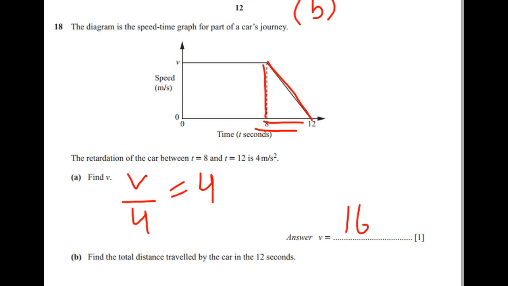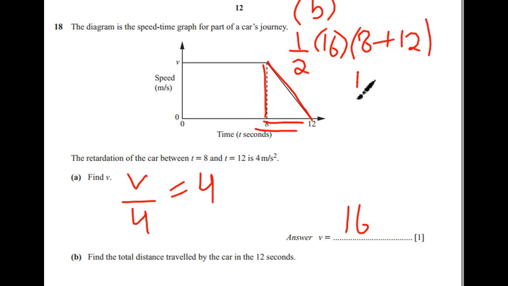For part B, we have to find the total distance traveled by the car in 12 seconds. Total distance is the area under the graph, and this shape is a trapezium. So the area will be half into height, which is 16, into sum of parallel sides 8 plus 12. So the answer is 160.